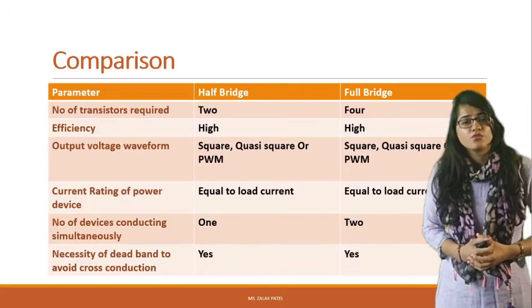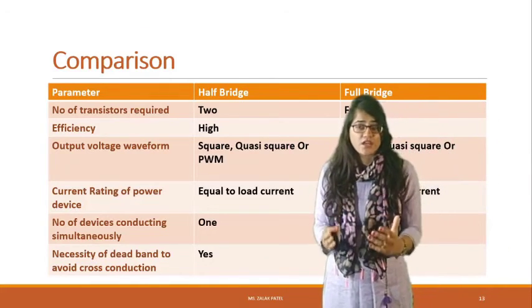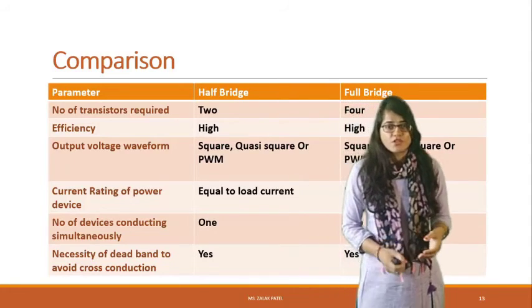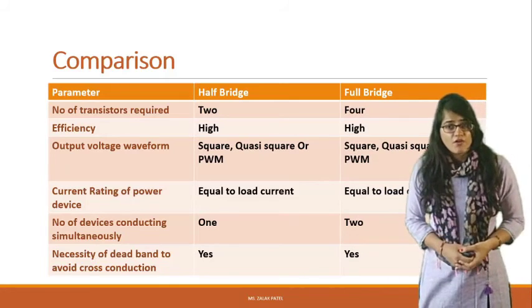Necessity of dead band to avoid cross conduction: in the last session we talked about cross conduction, that it should be as minimal as possible. So in case of both half bridge and full bridge, it will be required.